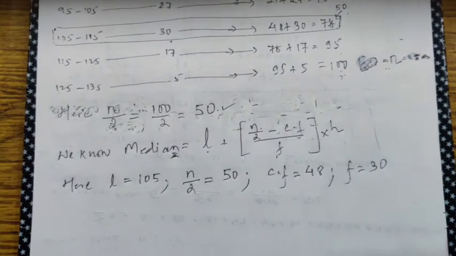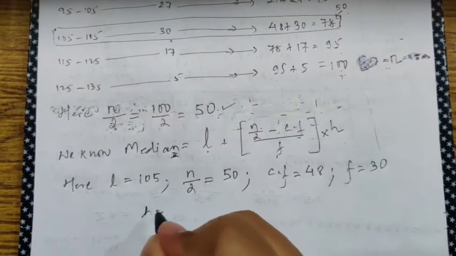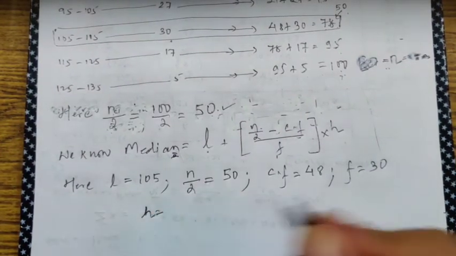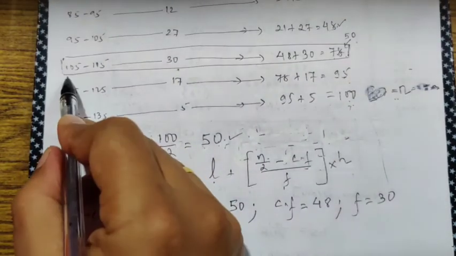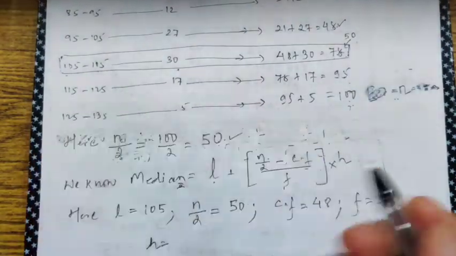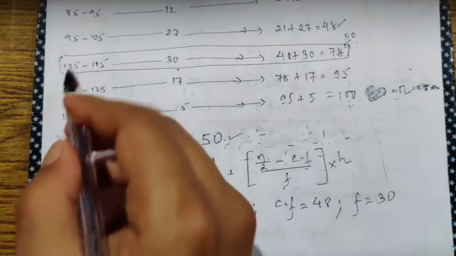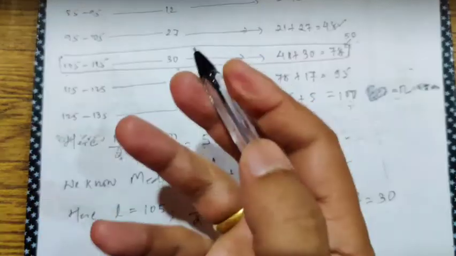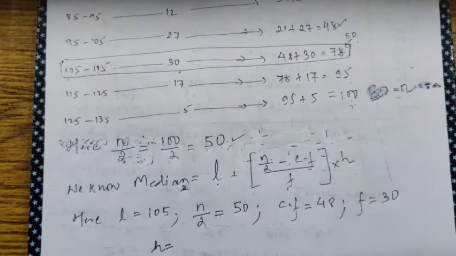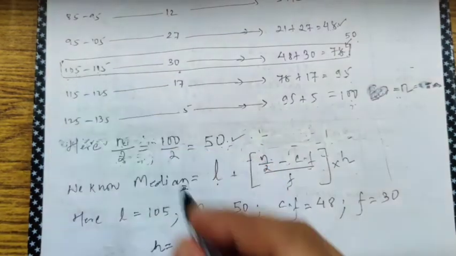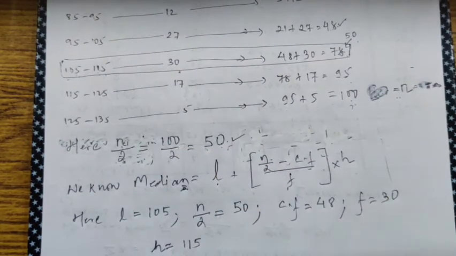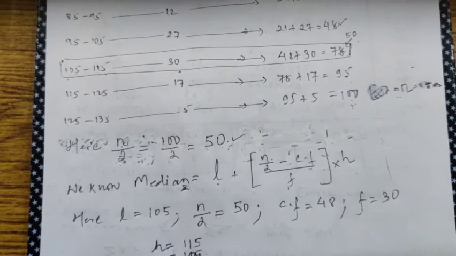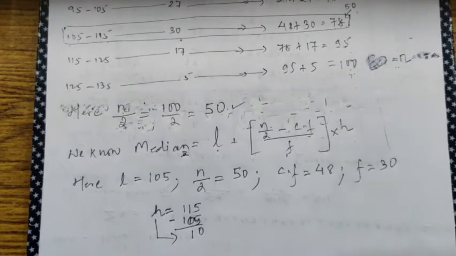And let's try to find the value of H. H is the class size or length of the class. So 105 and 115. What's the gap between them? 10. Actually that is what I'm trying to say. H is 10, but write it this way: this minus this, 115 minus 105, which is 10. So what is your H? 10.